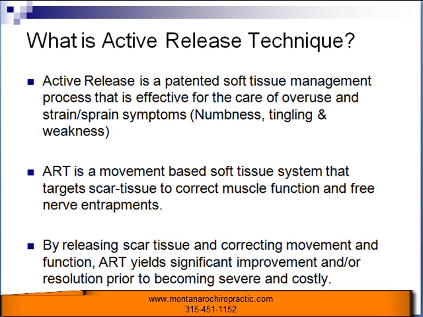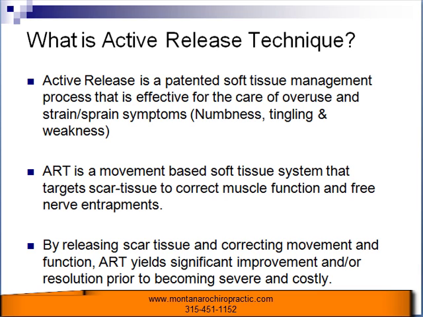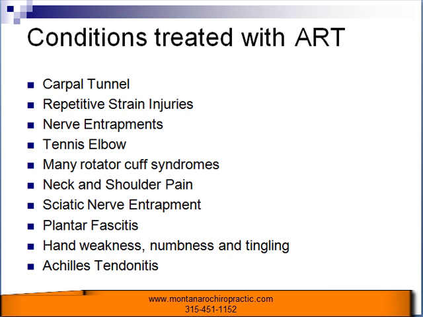So what is active release technique? Active release is a patented soft tissue management process that is effective for the care of overuse, sprain strain symptoms like numbness, tingling, and weakness. ART is a movement-based soft tissue system that targets scar tissue to correct muscle function and free nerve entrapments. By releasing scar tissue and correcting movement and function, ART yields significant improvement and/or resolution prior to becoming severe or costly.